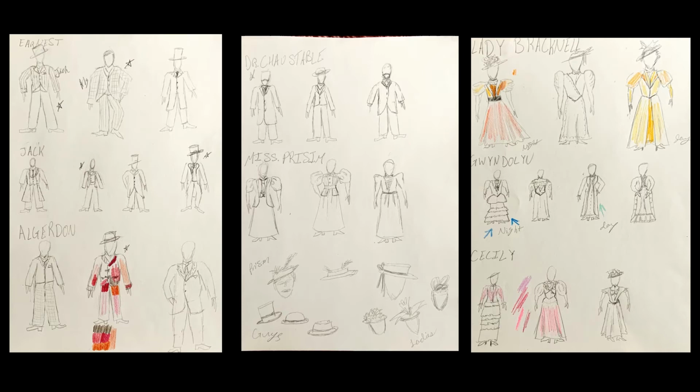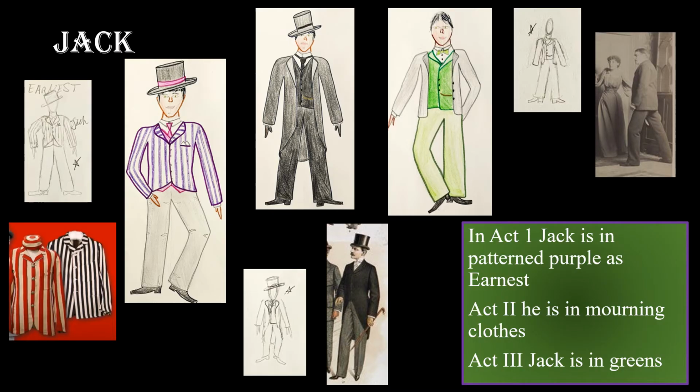So for that reason, I wanted to play with colors and try and incorporate all of the colors of the rainbow to symbolize the pride flag. So I chose for the Earnest character to always be wearing some kind of patterned purple. Purple is a very fun color to me. It's very out there, and the pattern adds to that.